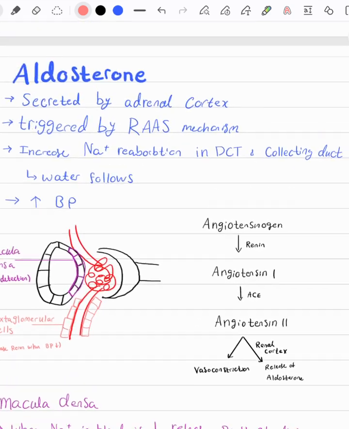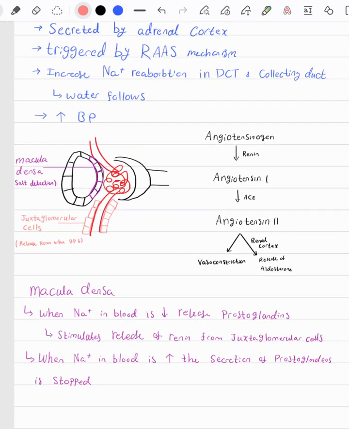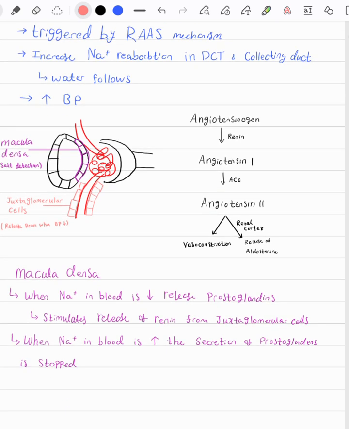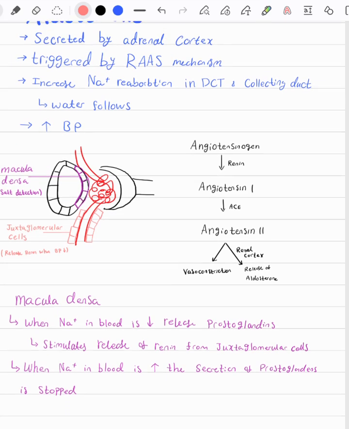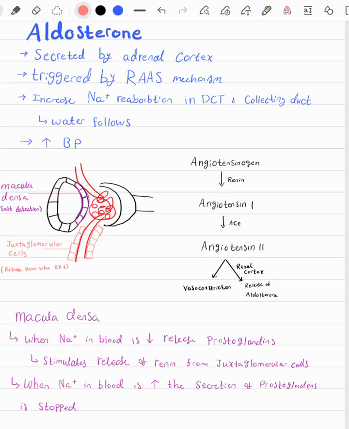So how this is then going to work is we have the glomerulus, which, fun fact, means ball of yarn, and we have the afferent and the efferent.